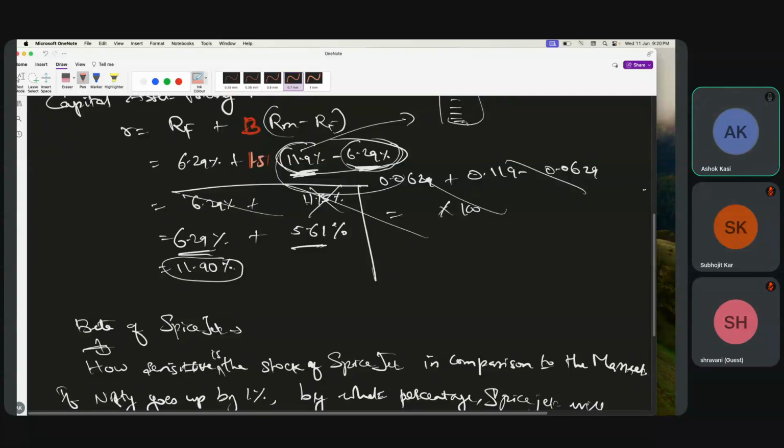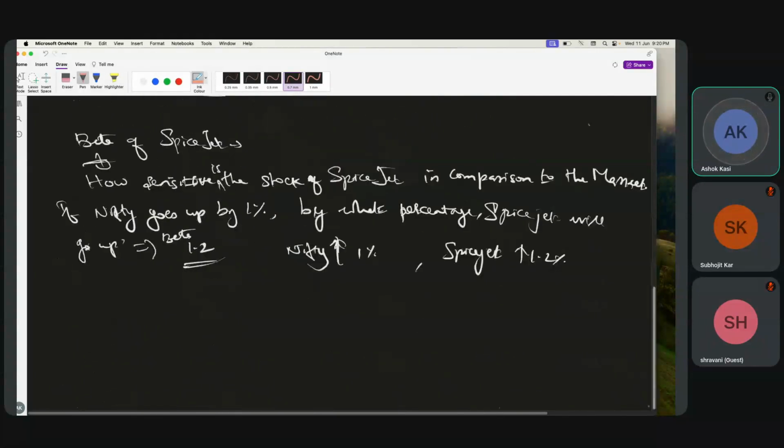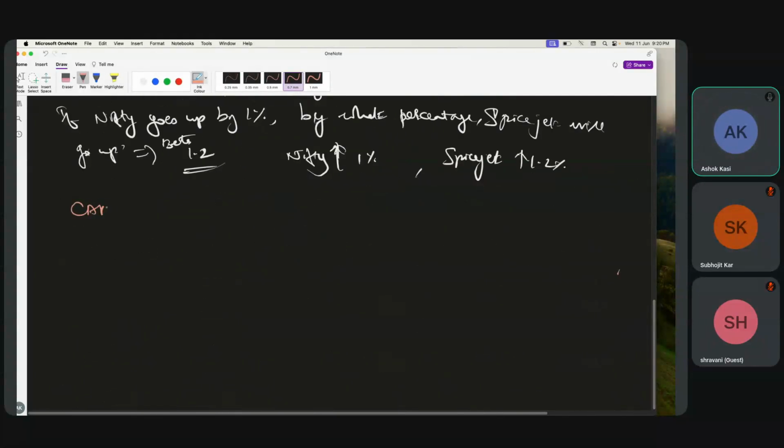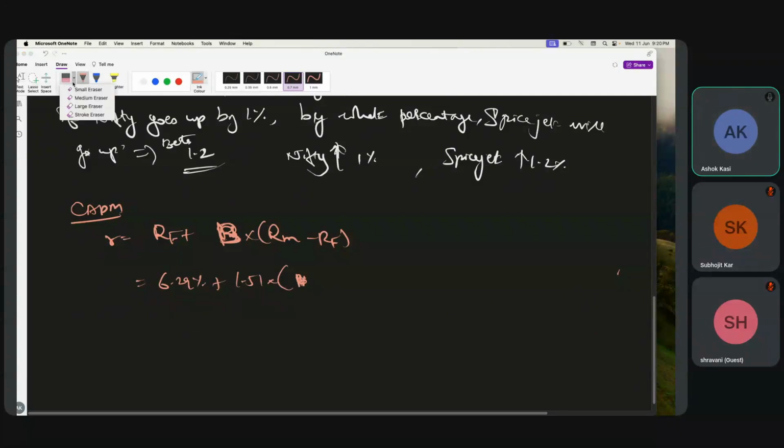So that means now let's recalculate. As per the CAPM method, R is equal to risk-free plus beta times (RM minus RF). So 6.29 percentage plus 1.51 beta into (11.9 percentage minus 6.29 percentage).